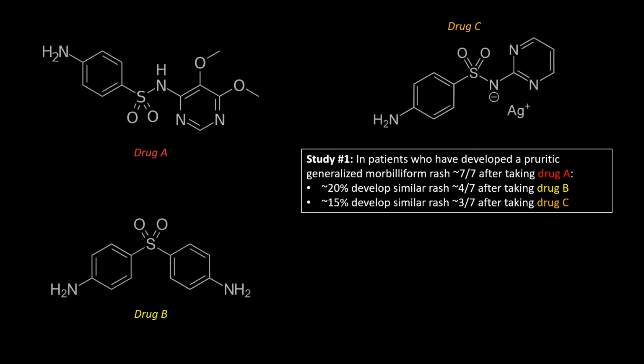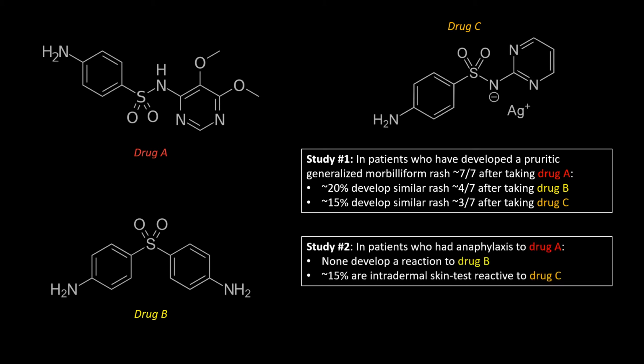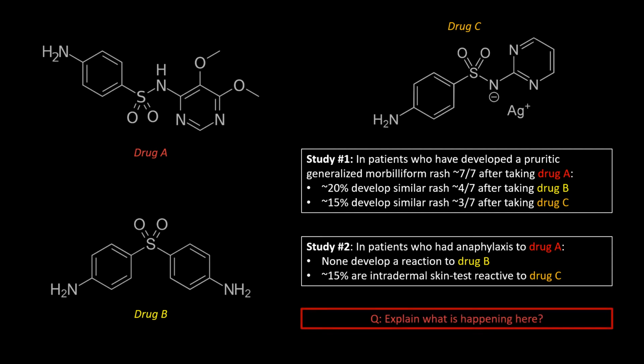Then in a second study, in patients who had anaphylaxis to drug A, 0 patients develop any reaction to drug B, but 15% of patients develop positive intradermal skin reactivity to drug C. So the question is, what is going on here? Pause the video to see if you can explain the results of these studies and the pattern of reactivity.